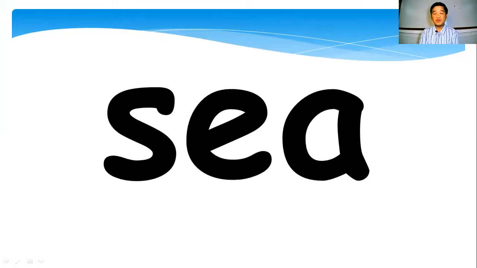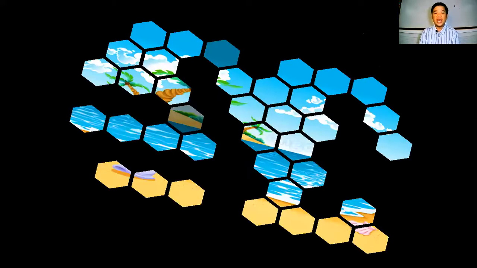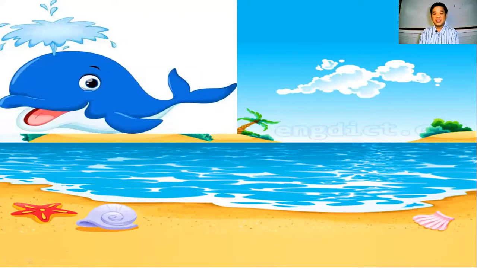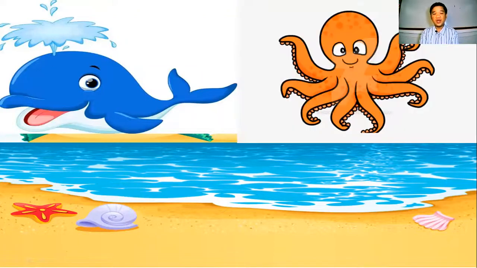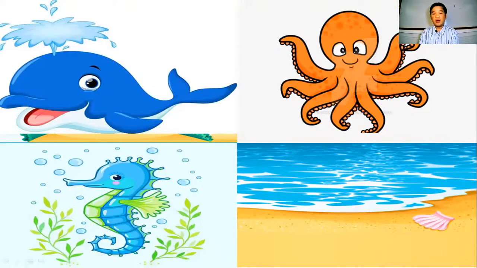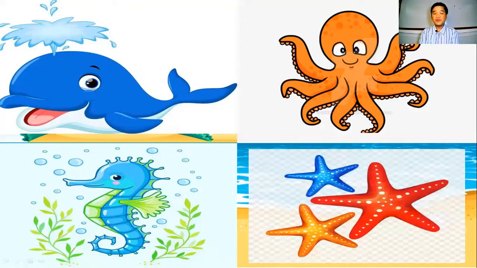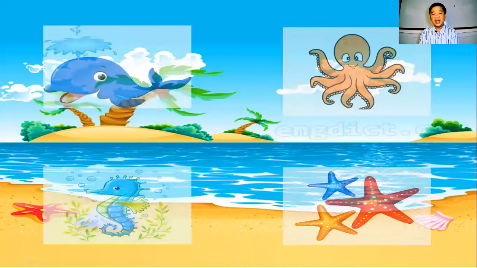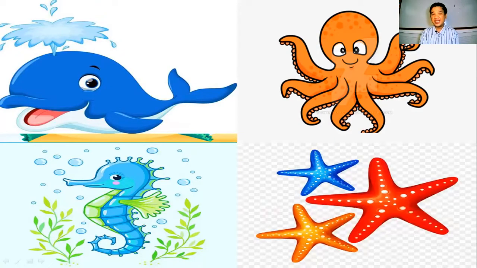All right. In the sea, there are a lot of sea creatures that live in the sea. And what are those examples that live in the sea? We have here what we call the whale. Yes. And then we have also the octopus, or even what we call the seahorse, or what we call the starfish. So these are examples of the animals who live in the habitat which is what we call the sea.